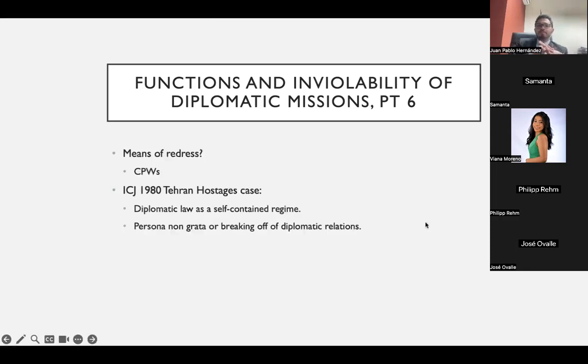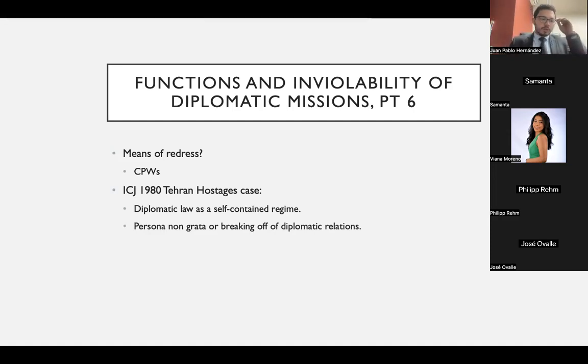Now, the question that arises here, and this is something that permeates the whole question of immunities, is what happens when an immunity is abused. For those that had the opportunity to attend yesterday's class, taught by a dear friend on the question of state responsibility, one of the essential concepts in state responsibility is the concept of circumstances that preclude the wrongfulness of certain internationally wrongful acts. In other words, circumstances precluding wrongfulness, or CPWs.